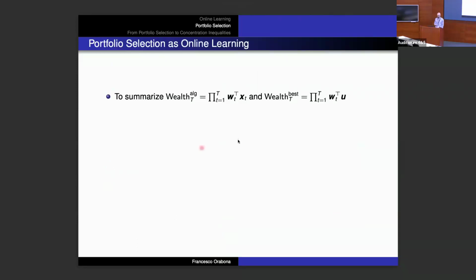Now, to summarize, let me show you again these two formulas. Now, you would like to write an online learning problem, so you would like to write the difference between two objects, the loss of the algorithm and the loss of the best. But these are quantities that can grow exponentially, as I showed you before in the example. And it doesn't make any sense to take differences between quantities that are exponential. And so instead, it makes more sense to take the ratio between them. Or in a very equivalent way, you can take the difference of the logarithms. And this is what we will do.